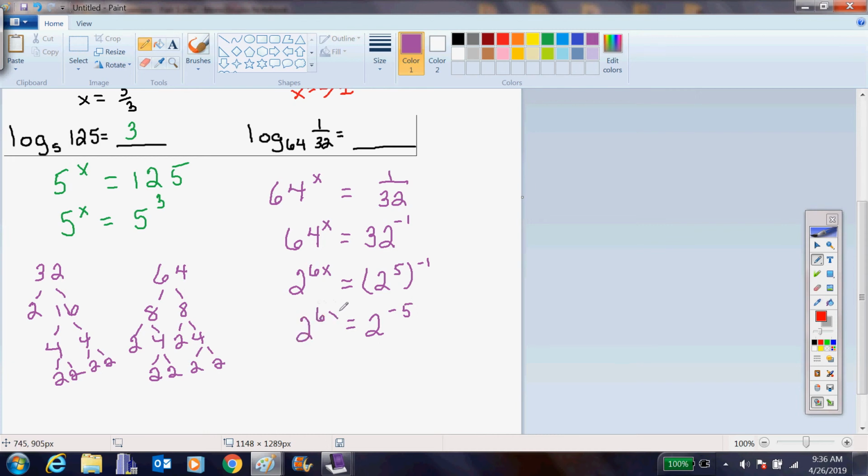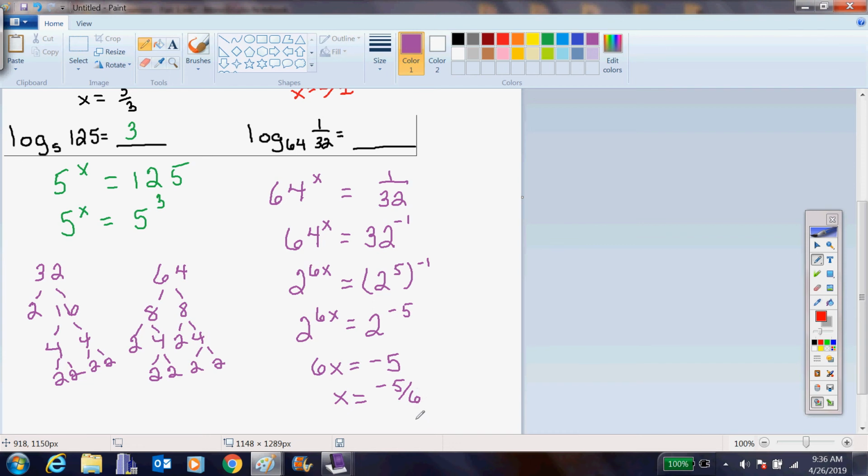Now it's starting to look not so difficult, right? So here we have 6x equals -5, because the exponents are the same. So x equals -5/6.